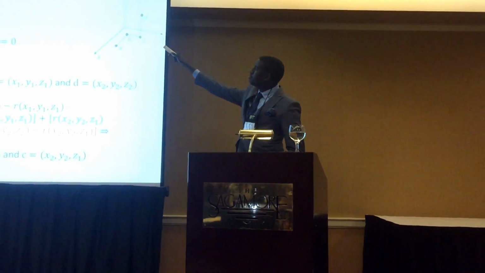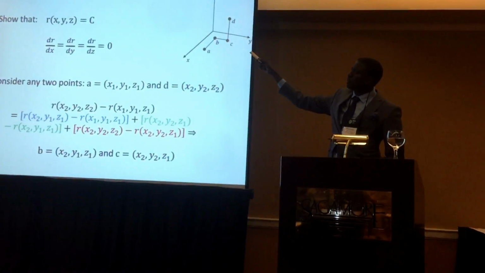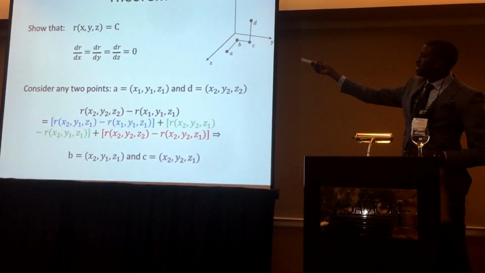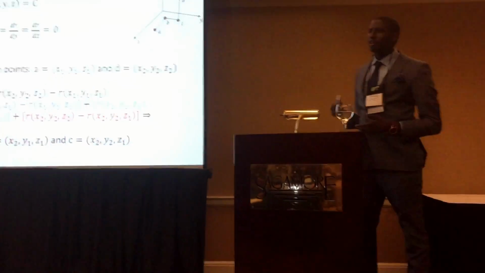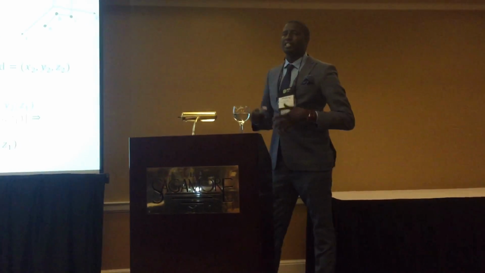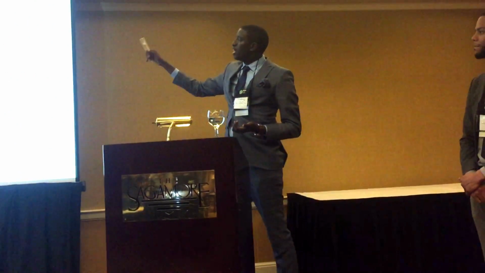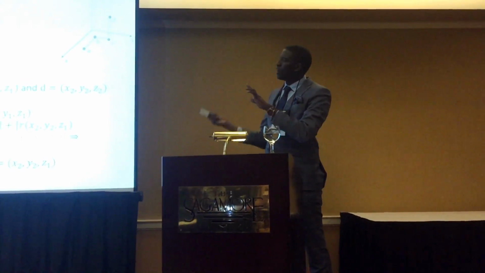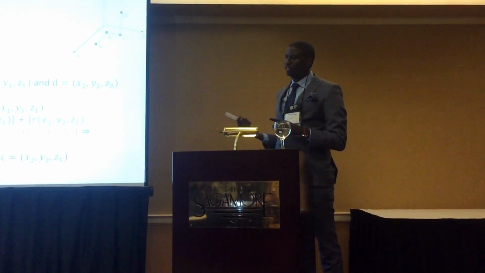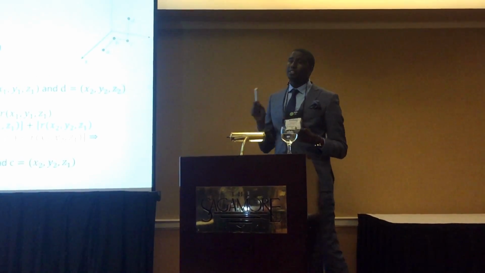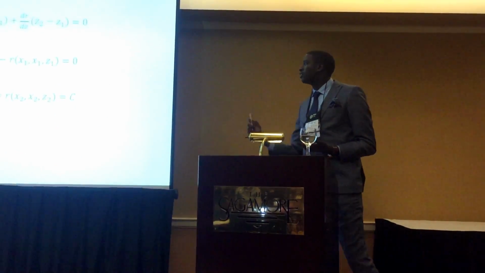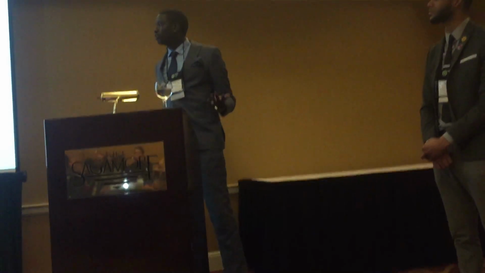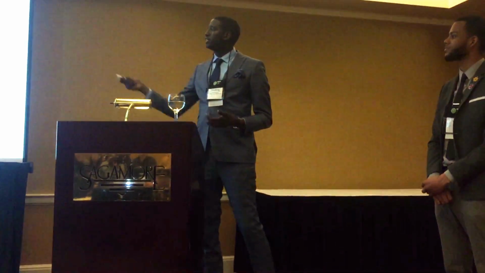So if we subtract the point D minus the point C, add it with the C minus B, add it with the B minus A. That's how we end up with this equation right here. So basically A is just the point at x1, y1, z1. And then if we take the partial derivative at each segment over here, like for example, from A to B, it's just xb minus xa. Between B and C, it's just yc minus yb. And between D and C, it's just zd minus zc. And then if we take the partial derivative, it should be 0. Then we end up with r of x1, y1, z1 equal to r of x2, y2, z2. So we just proved that this is a constant.